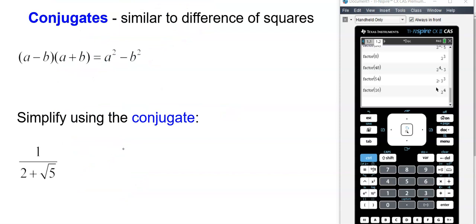And conjugates are very similar to difference of squares. The conjugate of a minus b is a plus b and vice versa. So those are conjugates of each other. And we use this to simplify the radical. When there's, this is different.